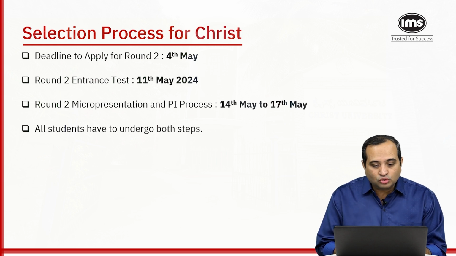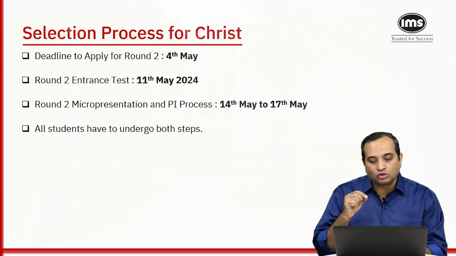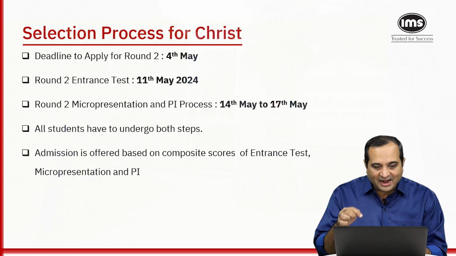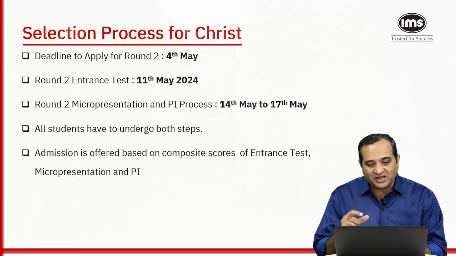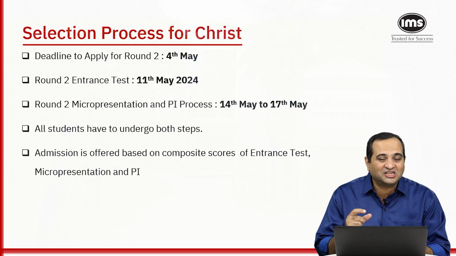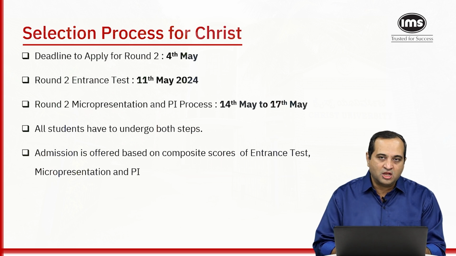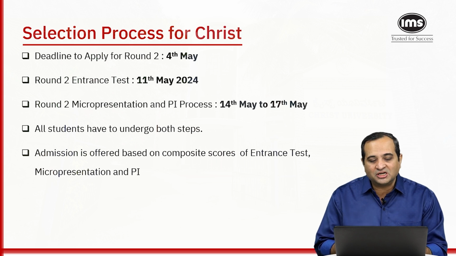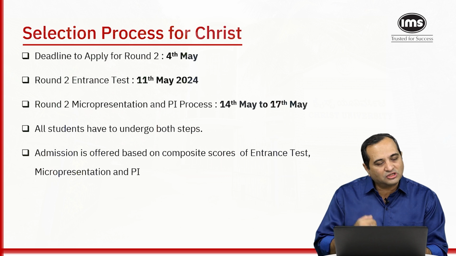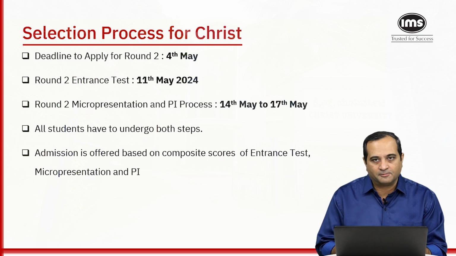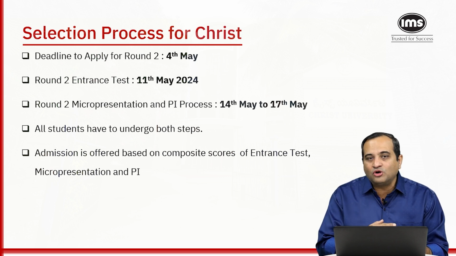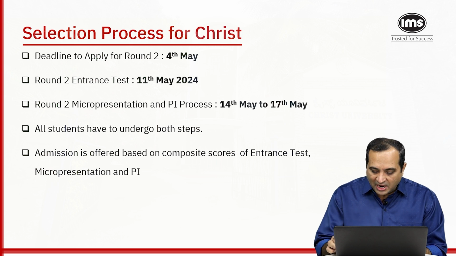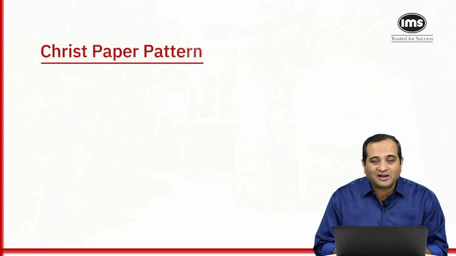So all the students have to go through both the steps and admissions are offered based on the composite score of the entrance test, the micro presentation and the personal interview that you take. So based on your test score, your micro presentation and your PI, the personal interview, there will be a composite score based on which the admission will be given. So once I know what the selection process is, let us look at the paper pattern for Christ.